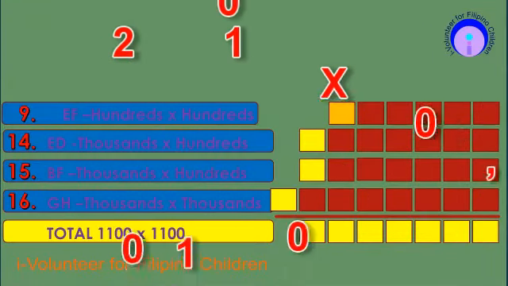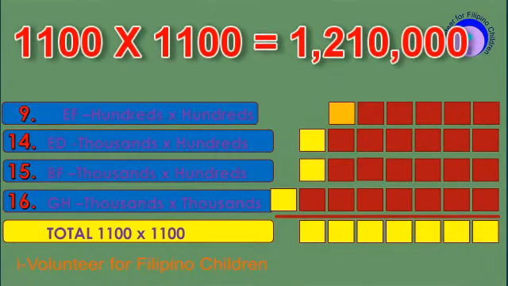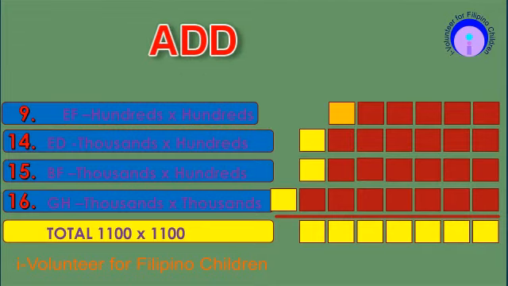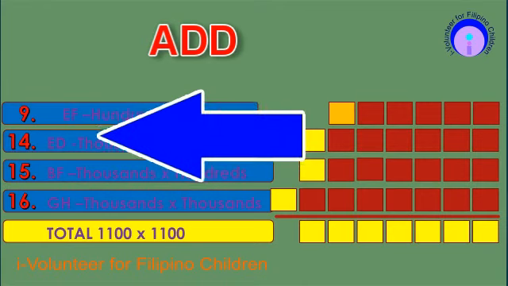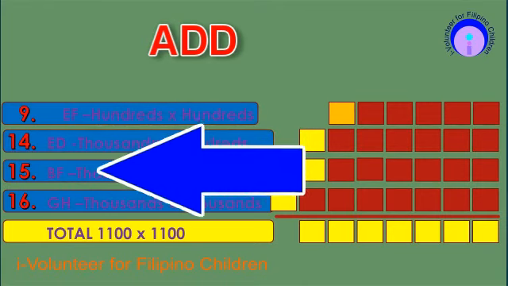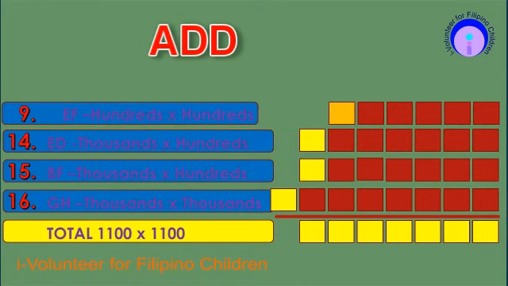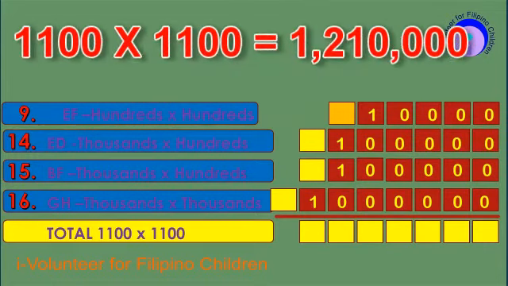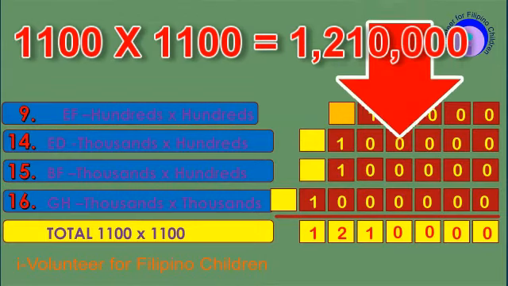To confirm that 1,100 times 1,100 is really 1,210,000, we are going to add up all related thousands and hundred steps, like step 9, 14, 15, and 16. Magkatugma kaya ang answer ng shortcut at ang long cut? Tumpak!